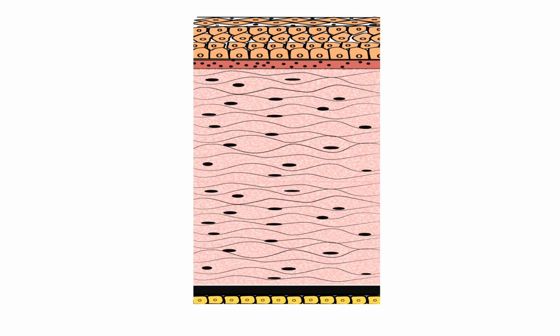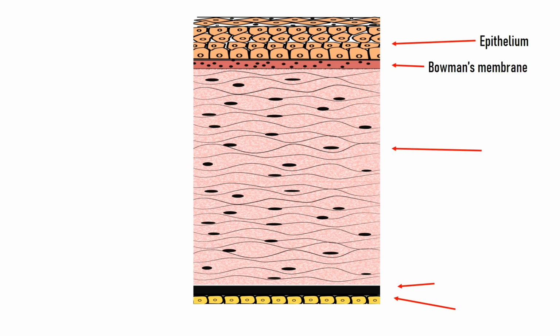Cornea has 5 layers in total. From anterior to posterior, they are epithelium, Bowman's membrane, corneal stroma, Descemet's membrane, and endothelium. Recently, a sixth layer known as Dua's layer has also been discovered. We'll be discussing that too.